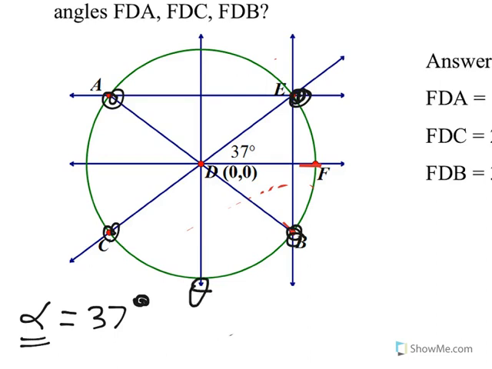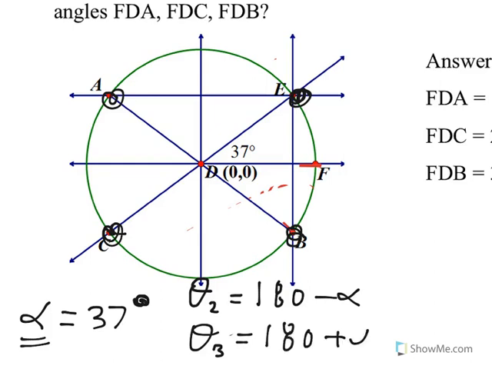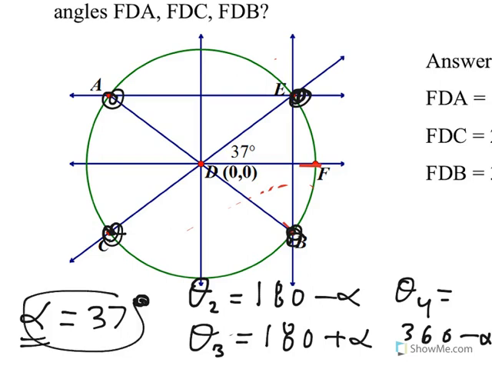I'm going to call those theta. I'll put a little 2 here for the quadrant 2 one. That one can be calculated by doing 180 minus the reference angle. That's where the 143 came from. The quadrant 3 one, which is here, can be calculated by doing 180 plus the reference angle. And the quadrant 4 one was calculated by doing 360 minus the reference angle. So if you're given a reference angle, you can find the other 3 angles using these three formulas.